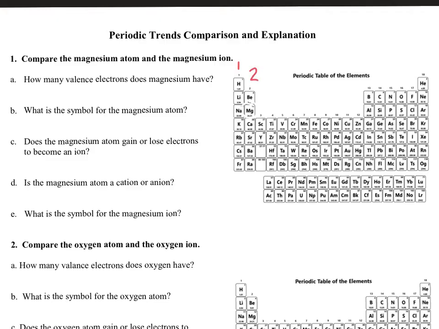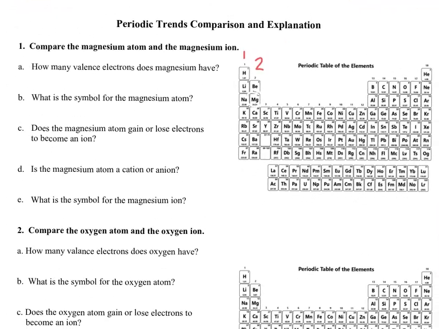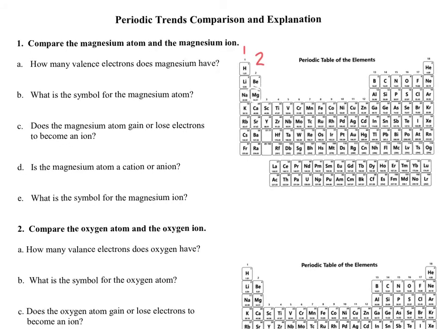So therefore, if we look at the valence electron trend, magnesium atom is going to have 2 valence electrons because it's in group 2. Next question is, what is the symbol of the magnesium atom? Well, magnesium is just Mg, right? Does the magnesium atom gain or lose electrons to become an ion?